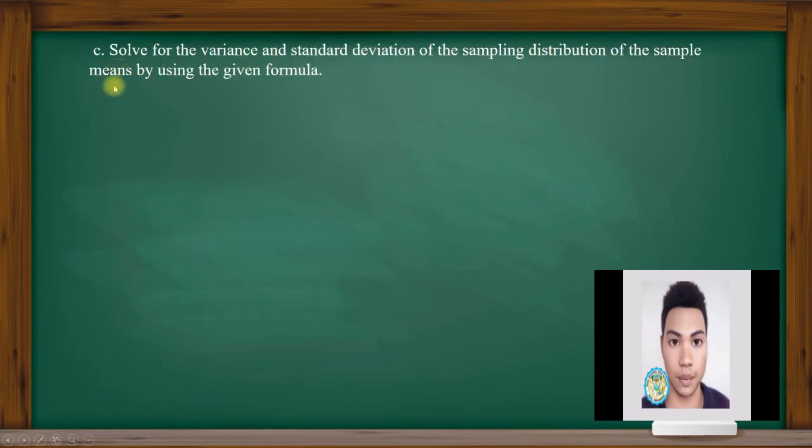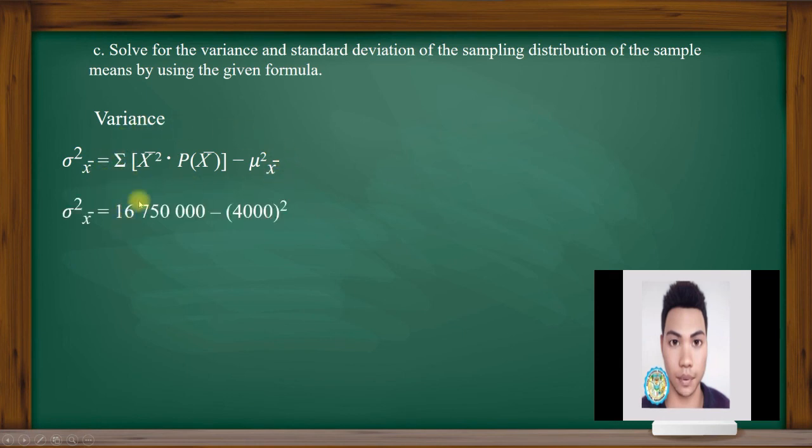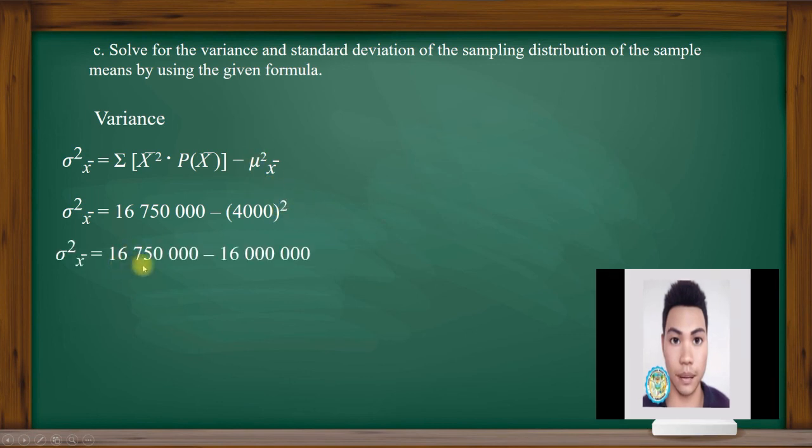So we will solve now the variance and standard deviation. So the variance is, this is the formula. So substitute lang natin yung nakuha natin kanina sa mga previous steps. So ito yung sa last steps kanina, 16,750,000 minus the sample mean or the mean of the sample means, which is 4,000. Ito yung nakuha natin kanina din. Square mo lang siya. Then 16,750,000 minus the square of 4,000, which is 16 million. So subtract natin. So magiging sagot niya is 750,000. So this is the variance of the sample means.